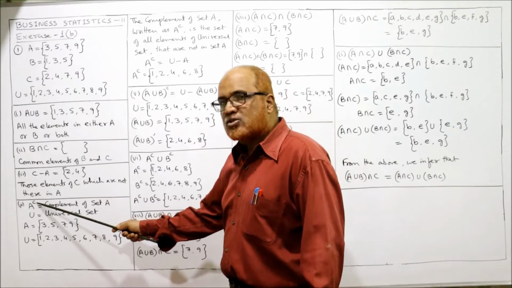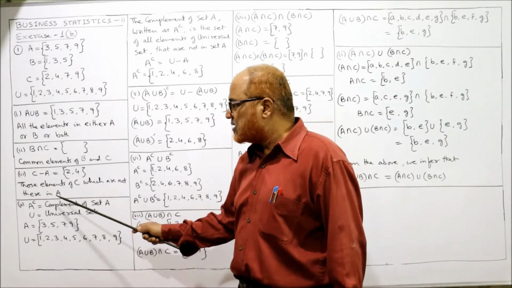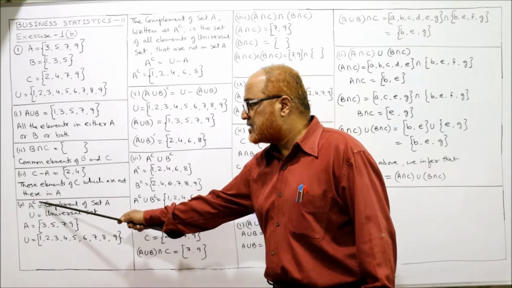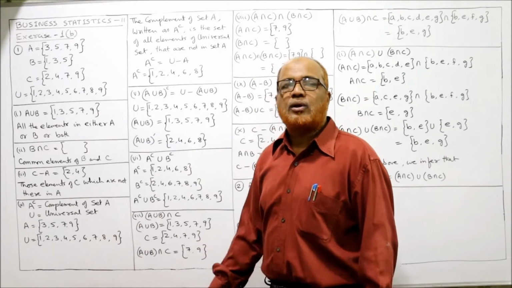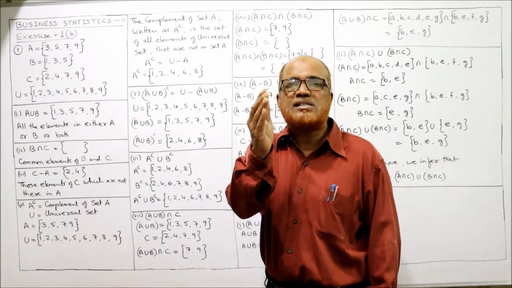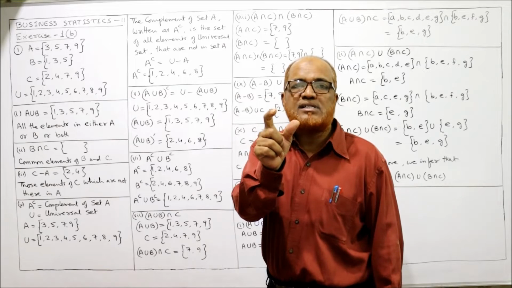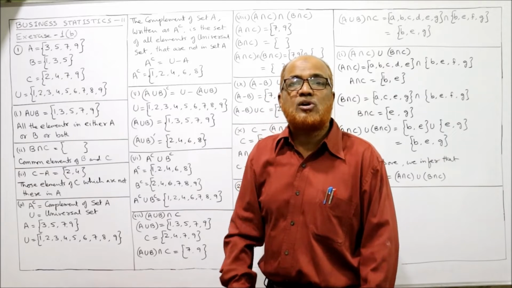Now, A to the power of C. This is read as A complement, the complement of set A. So how to find out A complement? We need 2 things. We need the universal set and we need the A set. We need the elements of universal set and the elements of A set.